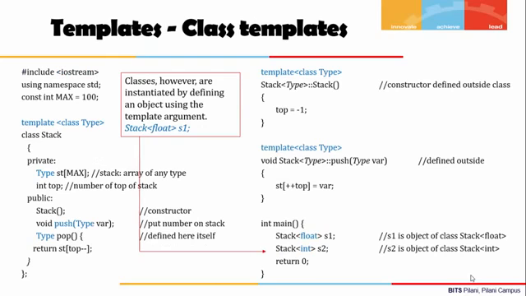Classes, however, are instantiated by defining an object using the template argument, stack float s1. So to instantiate the class, we have to define an object. To create an actual function from a function template, you call it using an argument of specific type. However, classes are instantiated by defining an object using the template argument, that is stack float s1. This is how class templates are instantiated and then used.